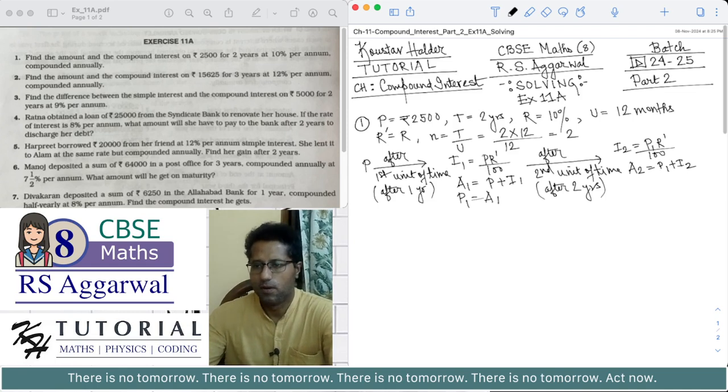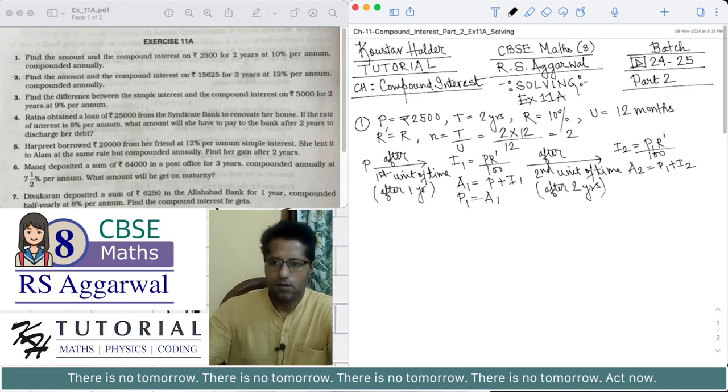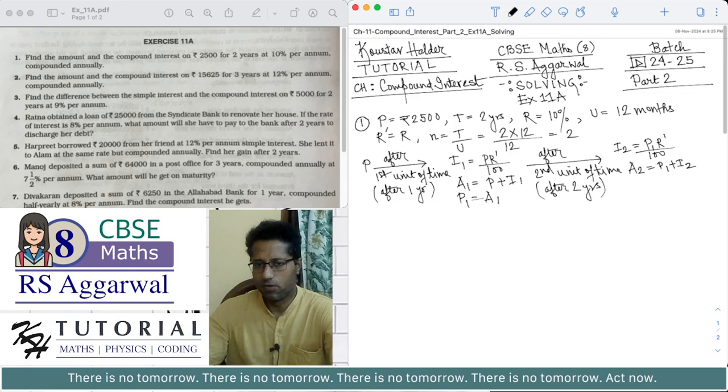P1 plus I2. Okay. So A2 is the final amount. In the question it has asked to find the amount. So the amount will be A2, and the compound interest will be A2 minus P. So now we have to find A2. If we can find A2, we can find the compound interest.